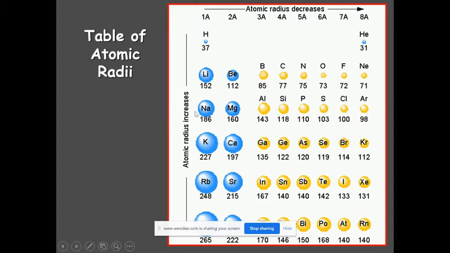And looking left to right, you can see that it decreases, but not by much. So in this way, you are able to compare where two elements are on the periodic table and determine which one has a higher atomic radius.